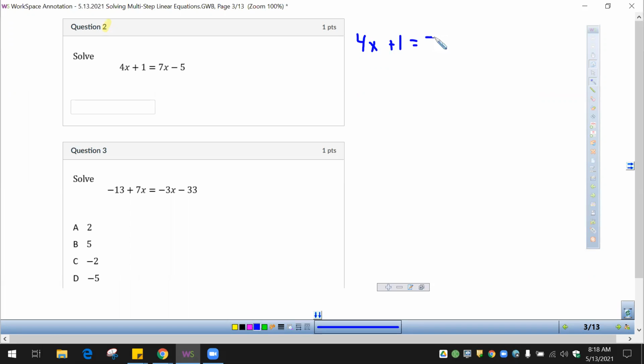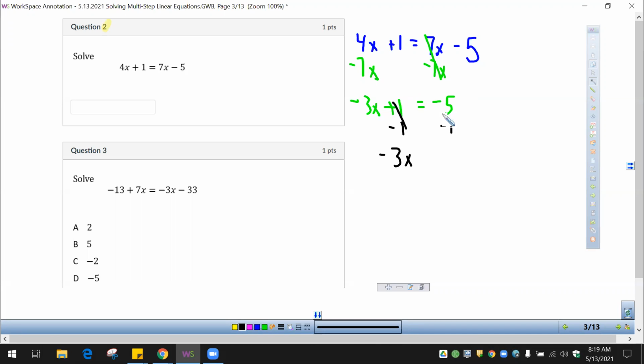So what you're going to do is move all the variables to the same side. All right, so you'll move the minus 7x to both sides. And what this does is it gets rid of it there, and then you get negative 3x plus 1 is equal to negative 5. All right, now that the x's are all on one side, you can just move the integers, the numbers, to the other side. So that plus 1, you do minus 1.